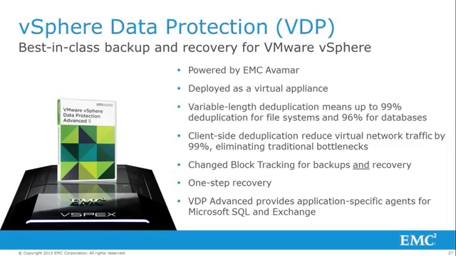Variable length deduplication. vSphere Data Protection is extremely storage space efficient because of its unique EMC Avamar technology, which enables the highest rates of deduplication in the industry. On average, 99% for file systems and 96% for databases. Variable length deduplication is a unique technology that breaks files into subsegments of variable length to determine those that are truly unique, minimizing backup storage requirements.